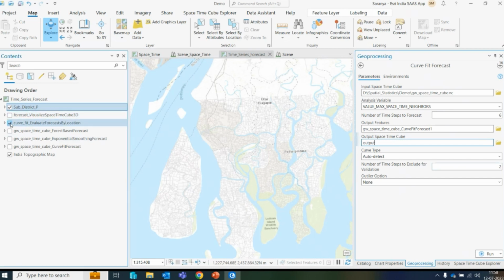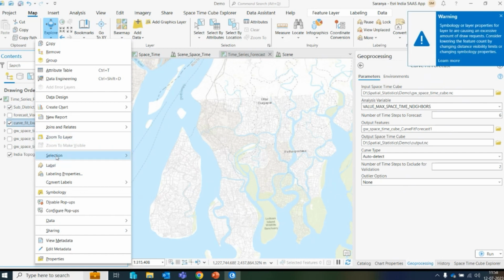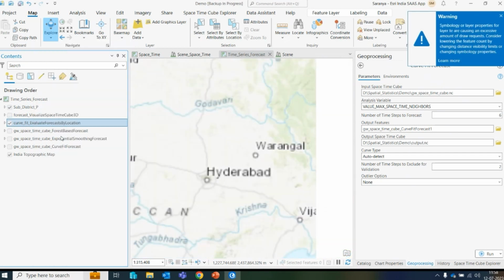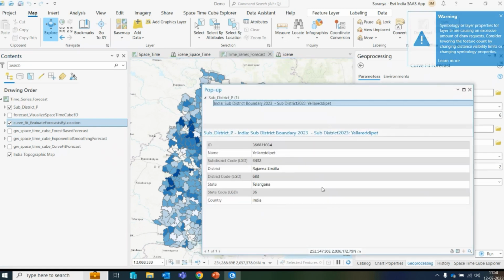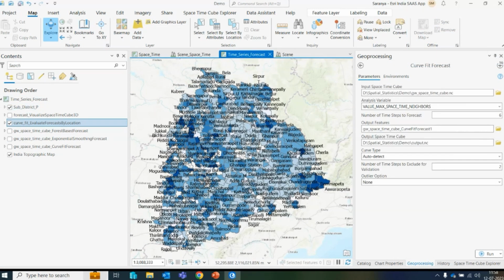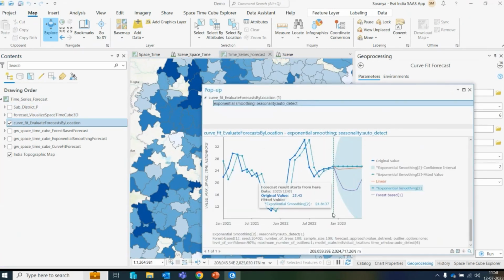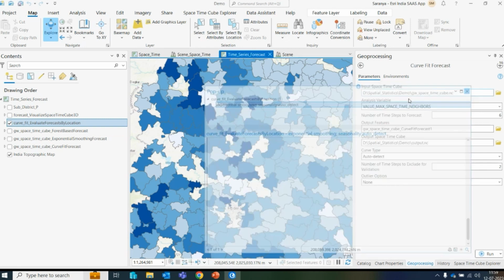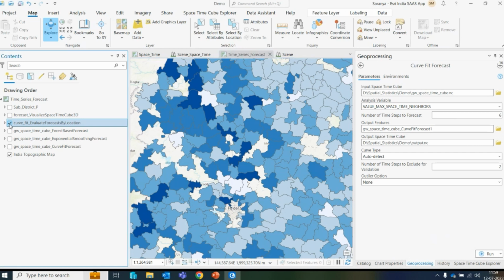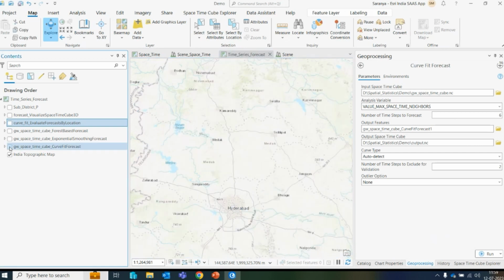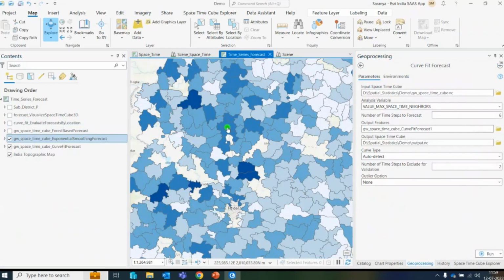What this tool does is it tries to create forecasts for each of these locations. When you click on any of the polygons, you will be able to get the exact equation or forecast for here. Up till this vertical line here is the original value, whereas after this line, we have a forecasted value, and this area region represents the standard deviation. So you can see that we have multiple outputs, and this is the output from exponential smoothing forecast.